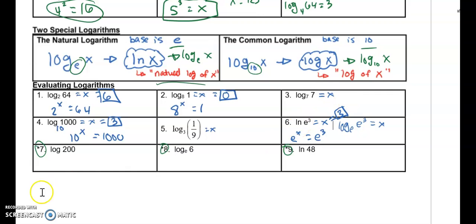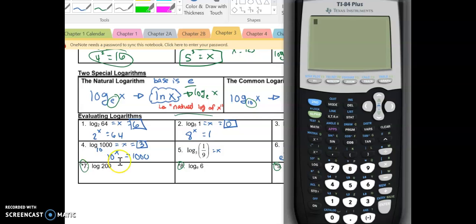Okay, I will do maybe 7 and 9 real quick here. Okay, so the calculator ones are pretty straightforward. If you're doing log of 200, you have a log button right here. It's right next to the 7. You're just going to hit log of 200. There's no base that's explicitly written, so we assume it's base 10. So let's go 3 decimals, so that's going to be 2.301.